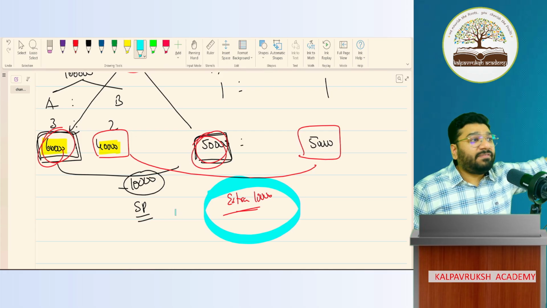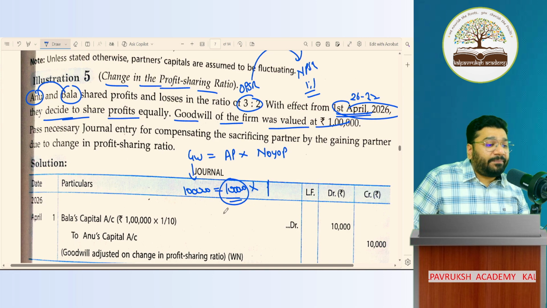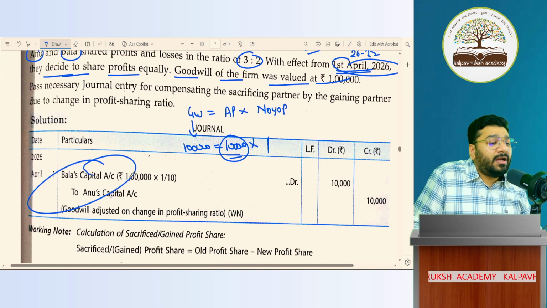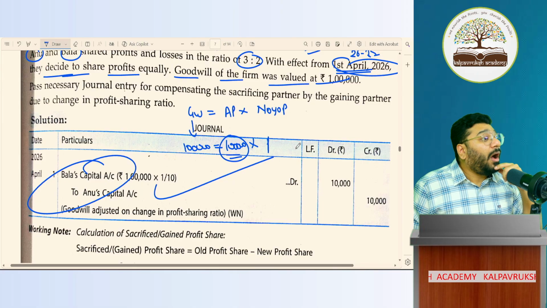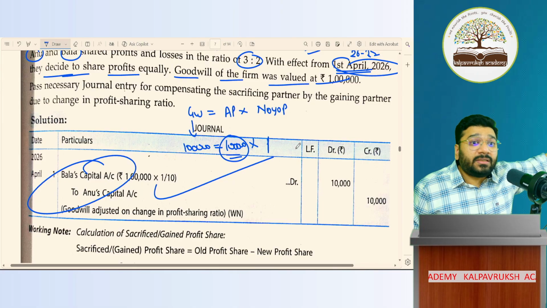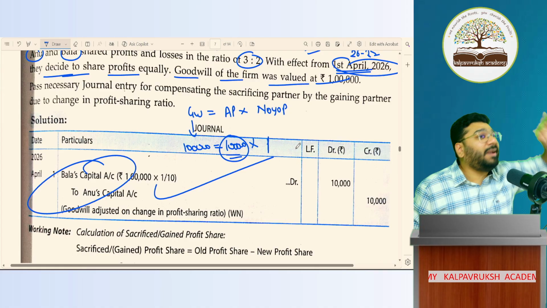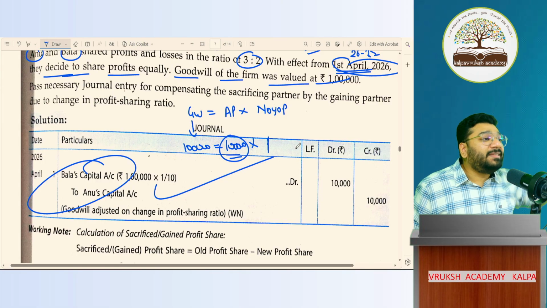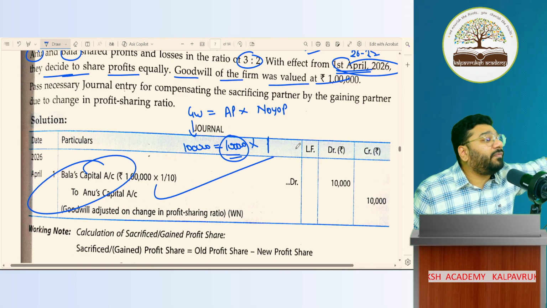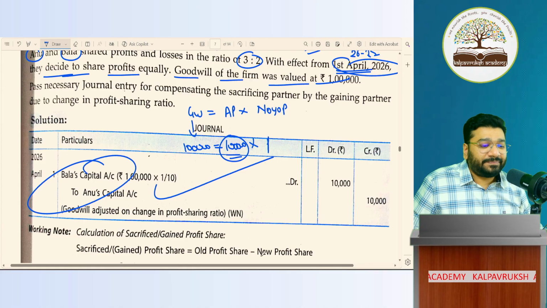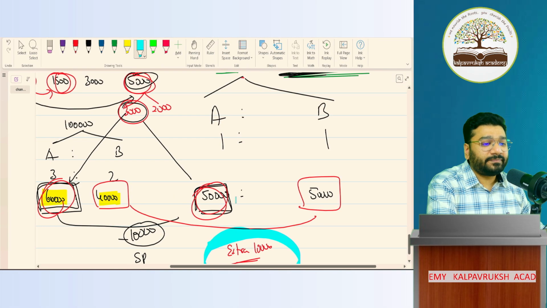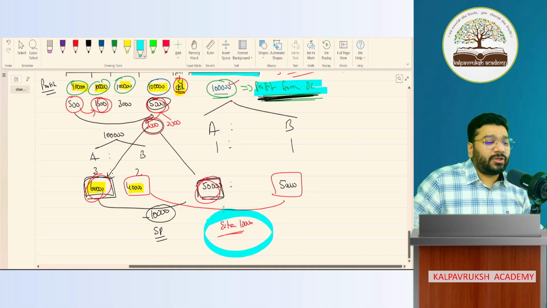Imagine if I'm not passing this journal entry today, confirm fighting will happen. So if I pass this entry, sir, are you trying to tell me that in future fighting will not happen? Will not happen. That is the magic of this journal entry. This journal entry will prevent the fighting of Anu and Bala. Now listen to the magic. I'm going to conclude my discussion. Listen now.